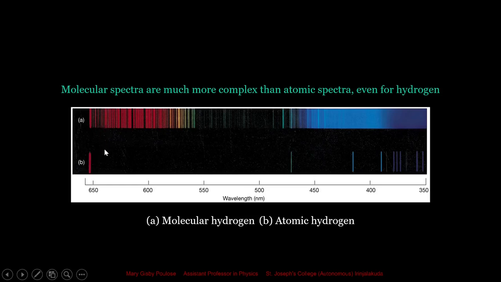In atomic hydrogen, there are only a few spectral lines, its characteristic fingerprints. Whereas in molecular hydrogen, there are a lot of spectral lines. Okay.